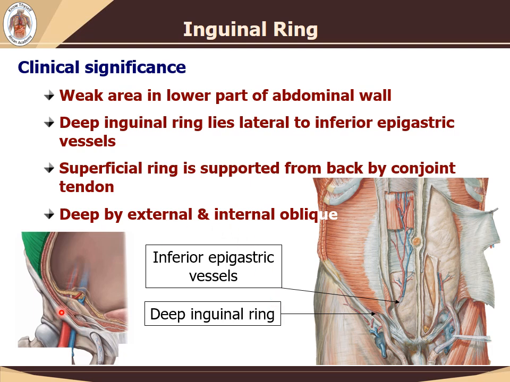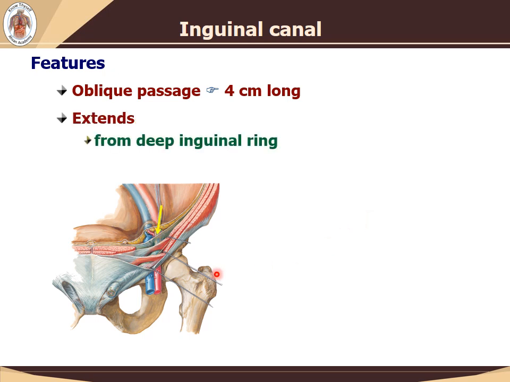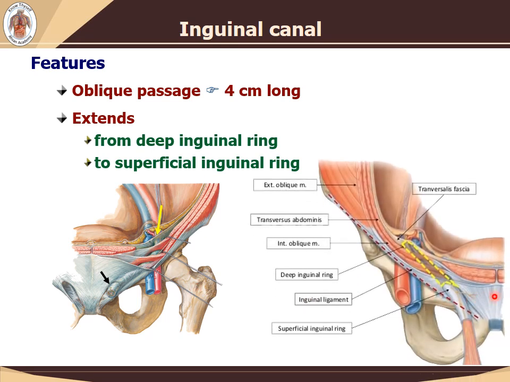This is the external oblique aponeurosis, and this is the internal oblique muscle. The features: the inguinal canal is obliquely placed, and it's a passage of about 4 centimeters long. You can see this is extending from the deep inguinal ring to the superficial inguinal ring. You can see another figure. This is the deep inguinal ring, and this is the superficial inguinal ring.